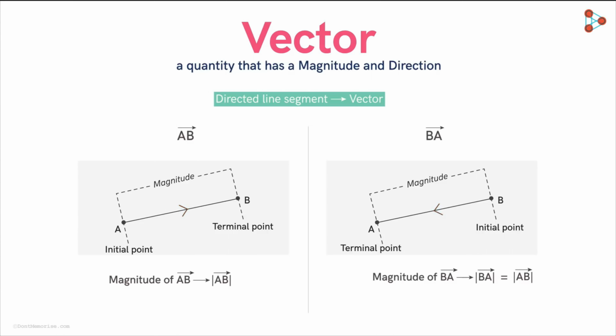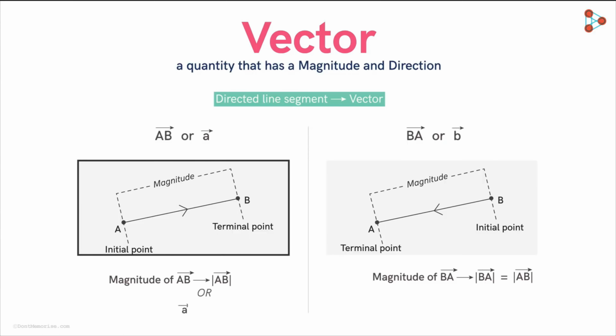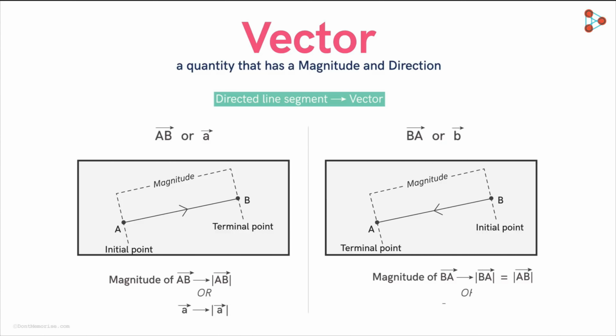Usually, to denote a vector, we also use one more notation. Instead of this, we can denote a vector by a lowercase letter with an arrow above it. So this is vector a with magnitude denoted as this, and this is vector b with magnitude denoted as this. Thus, we see that a directed line segment, which is a simple mathematical entity, is a vector.